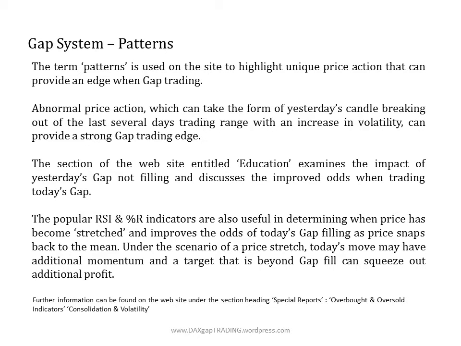I'd like to discuss the third component of the gap system. It's patterns. The term patterns on the site is used to highlight or reference unique price action that can provide an edge when gap trading. So an example of abnormal price action would be where you have yesterday's candle having broken out of the last several days' trading range on an increase in volatility. This can provide a very good edge when trading towards the gap. If we have a situation where yesterday's candle has consolidated within the last several days and it's on decreasing volatility, that can be problematic for identifying a setup that is actually going to fill the gap for that day.